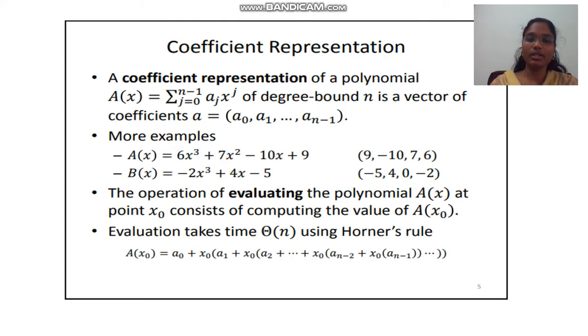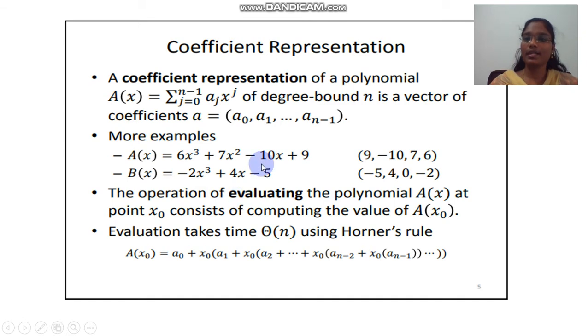Now the given polynomial's coefficient representation is this: a polynomial of degree bound n, the sum from 0 to n minus 1 of a_j x^j. So for this we have the coefficient vector from a_0 to a_{n-1}. Again, two examples showing how to get the coefficient values. The coefficients for this polynomial are 9, minus 10, plus 7 and plus 6, and here minus 5, 4, there is a missing x square term, so that will be 0, and minus 2.